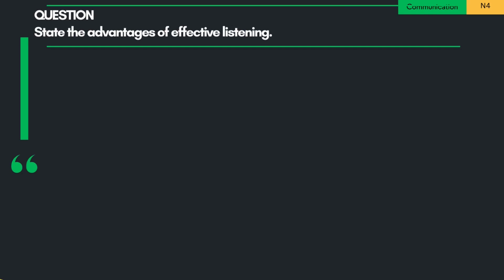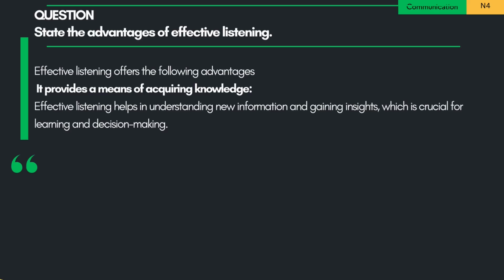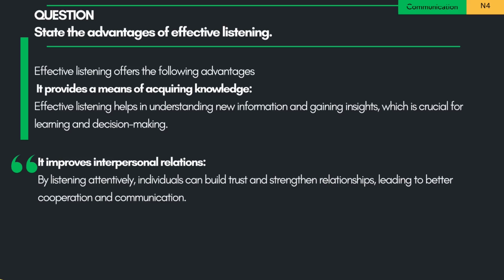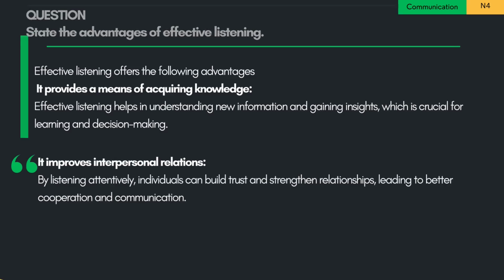Question. State the advantages of effective listening. Effective listening offers the following advantages. 1. It provides a means of acquiring knowledge. Effective listening helps in understanding new information and gaining insights, which is crucial for learning and decision-making. 2. It improves interpersonal relations. By listening attentively, individuals can build trust and strengthen relationships, leading to better cooperation and communication.